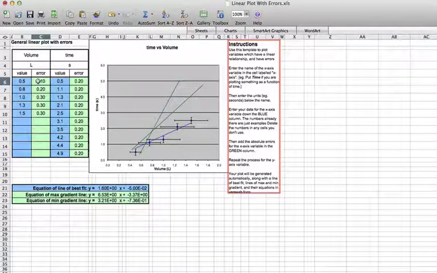Now, the linear plot with errors is not going to work unless we enter the error in here. So the error, remember, is generally half the smallest increment. So when we were reading off the volumes there, we said 25 millilitres would be a reasonable error. So we enter that in litres, 0.025. And we have the same error for every one of those volumes, 0.025 litres.